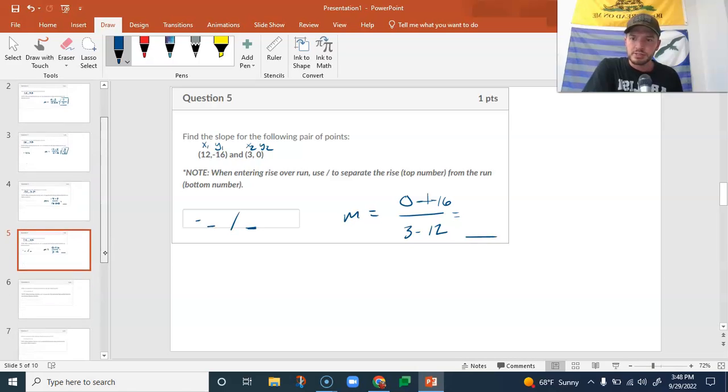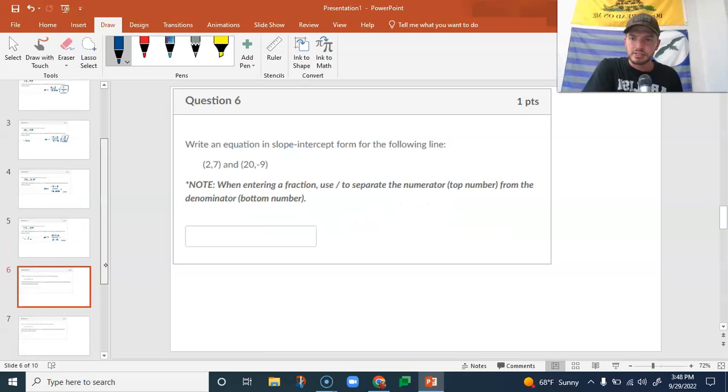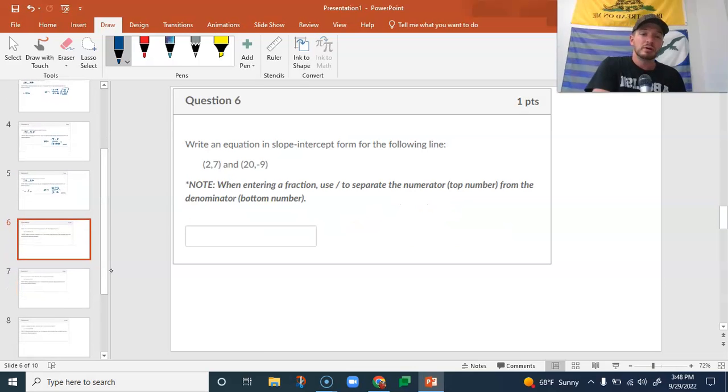All right, so let's get into the second type of problems here. Second type of problems, we have to find the slope, but it's asking for slope-intercept form. So slope-intercept form looks like this: y equals mx plus b. So m is the slope, and b is the y-intercept, like where the line crosses the y-axis.